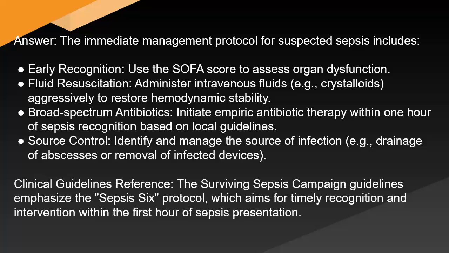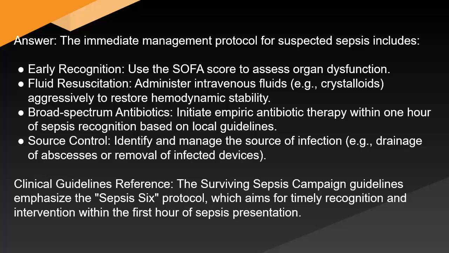Use the SOFA score to assess organ dysfunction. Fluid resuscitation. Administer intravenous fluids, e.g. crystalloids, aggressively to restore hemodynamic stability. Broad-spectrum antibiotics. Initiate empiric antibiotic therapy within 1 hour of sepsis recognition based on local guidelines. Source control. Identify and manage the source of infection, e.g. drainage of abscesses or removal of infected devices.